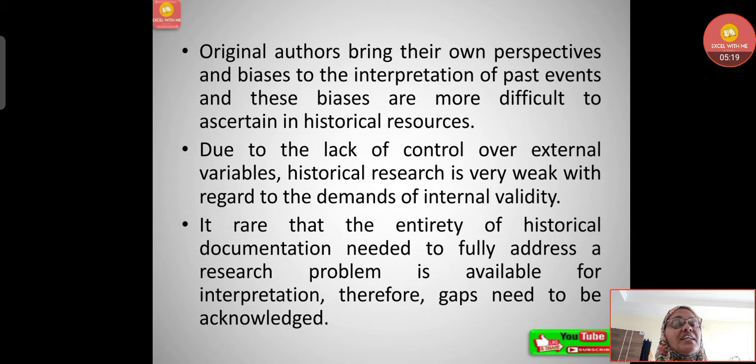It is rare that the entirety of historical documents needed to fully address a research problem is available for interpretation. Therefore, gaps need to be acknowledged.